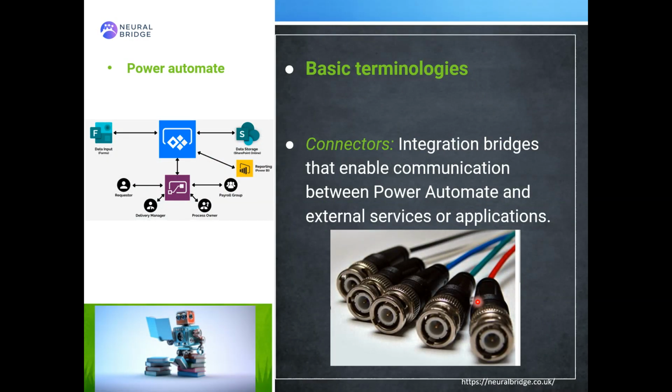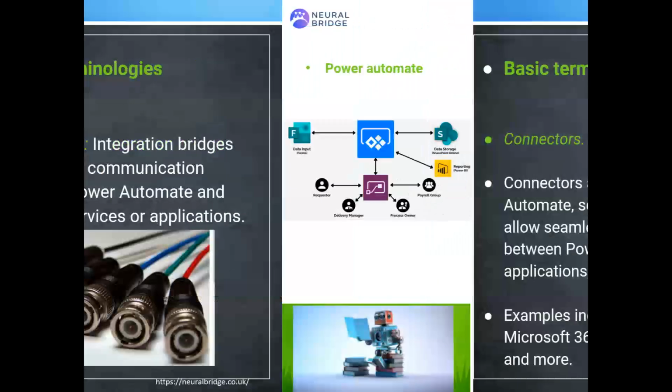And finally, we have connectors. So integration bridges that enable communication between Power Automate and external services or applications. So this means that I'm gonna get data from SharePoint and send it in an email. So this is an example of a flow. So what are the connectors in this? Two. I'm gonna get the data from SharePoint. So SharePoint is the first connector that is used in my flow. And then I said I'm gonna send it as an attachment in an email. So I have the mail, Microsoft Mail, for instance, or Gmail, as the second connector. So I have two connectors in my flow.